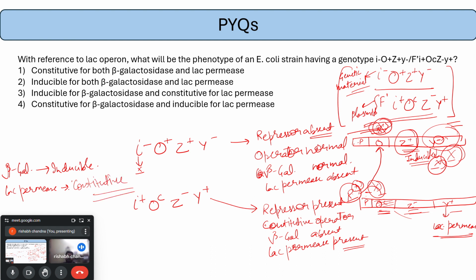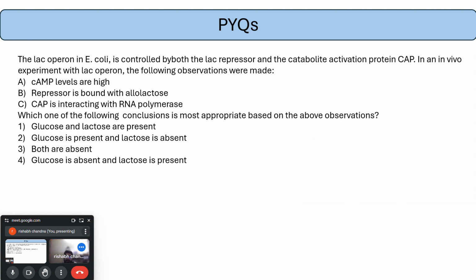Now we'll see which option is correct. We have constitutive for both beta galactosidase and lac permease. No, this is not the case. Then we have inducible for both beta galactosidase and lac permease. This is also not the case. Then we have inducible for beta galactosidase and constitutive for lac permease. Yes, this is the answer. So the correct answer is option 3. Okay. Now moving on to the next question.